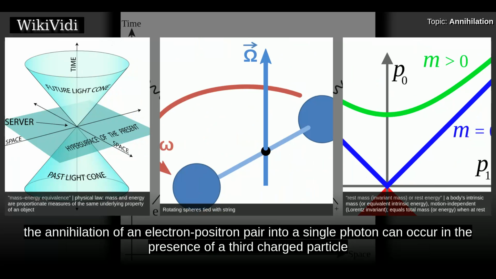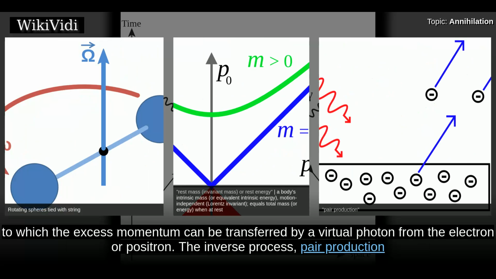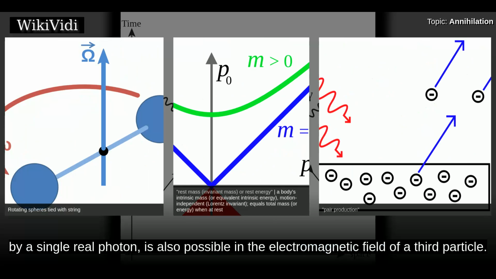Furthermore, the annihilation of an electron-positron pair into a single photon can occur in the presence of a third charged particle, to which the excess momentum can be transferred by a virtual photon from the electron or positron. The inverse process, pair production by a single real photon, is also possible in the electromagnetic field of a third particle.